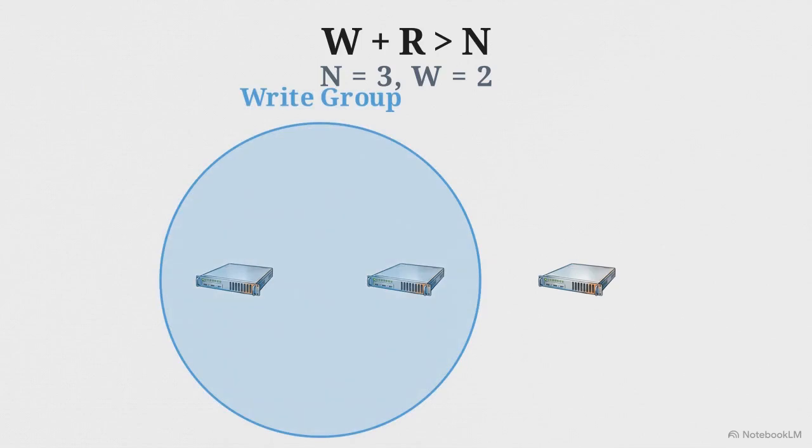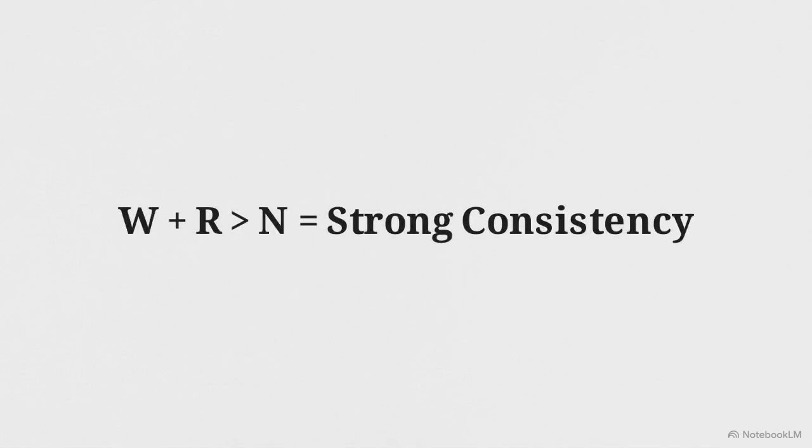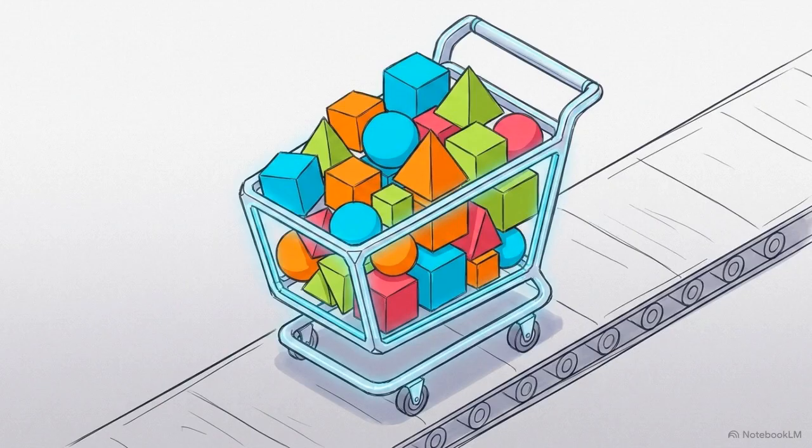Configuring the formula so that W plus R is strictly greater than N guarantees strong consistency. It mathematically forces at least one node to overlap between the write group and the read group, ensuring the system always retrieves the most up-to-date data. But for a massive, write-heavy consumer system like a global shopping cart, we intentionally break this formula.